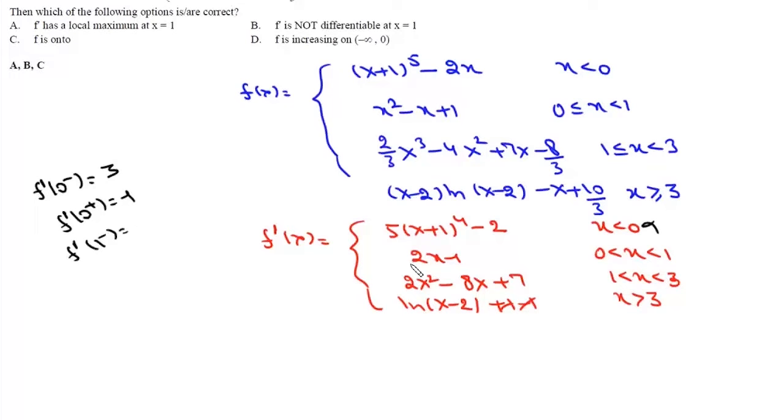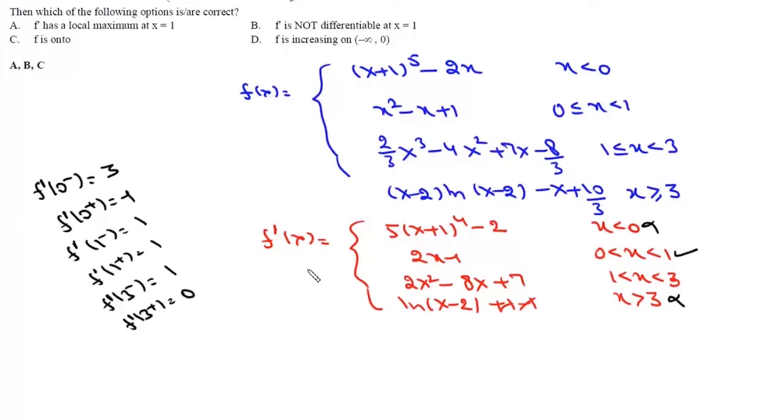f dash 1 negative is 1, and f dash 1 positive is 1, so it is differentiable at 1. f dash 3 negative is 9, 18, 18 plus 7 is 25, 25 minus 1 is 1, and f dash 3 positive is log 1, which is 0. So it is not differentiable at 3.